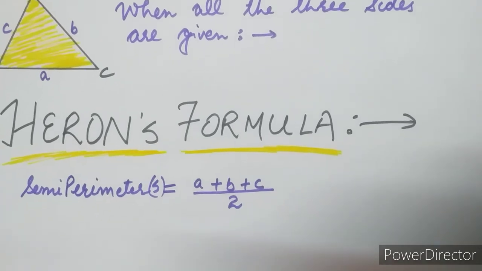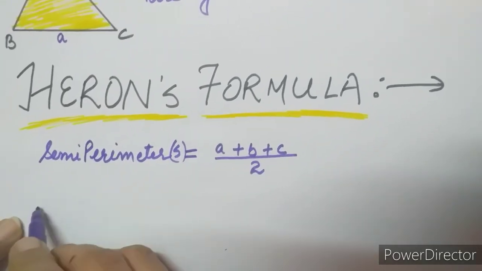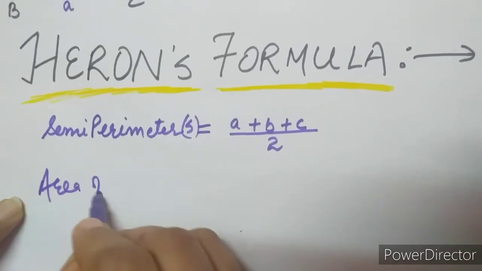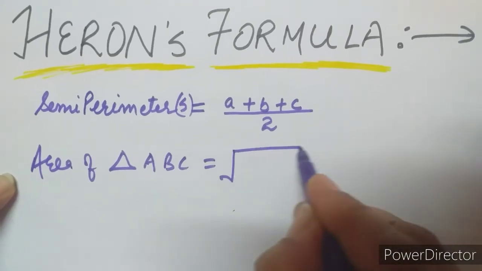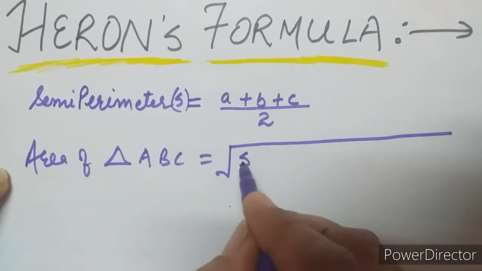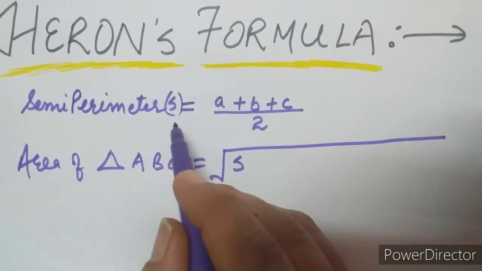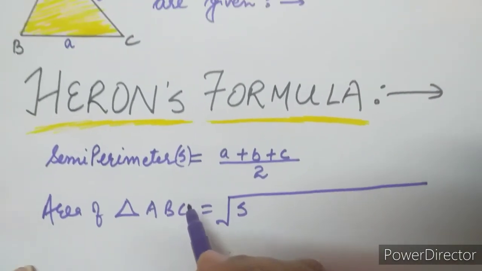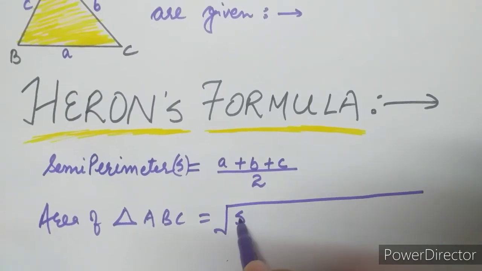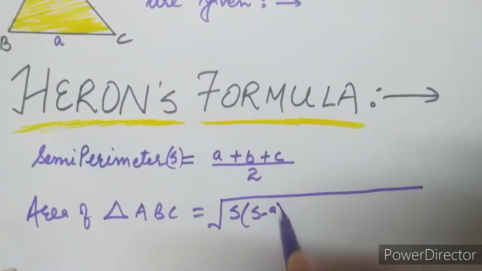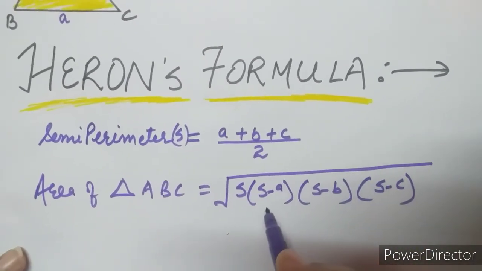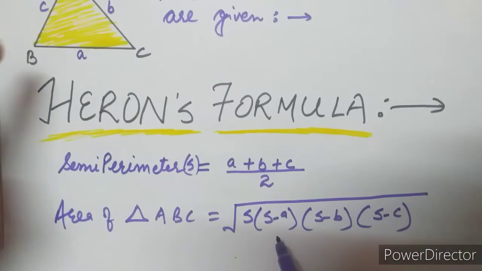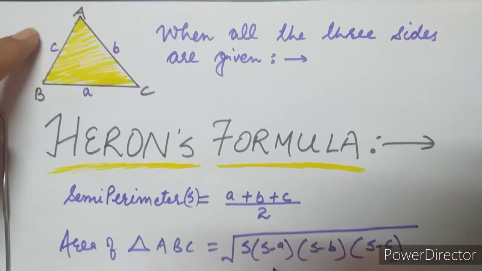Then, using small s, how do we find the area of triangle ABC? The formula is again a very interesting one: square root of s into (s minus a) into (s minus b) into (s minus c). What is s? s is the semi-perimeter. And what are a, b, c here? They are the side lengths, small a, small b and small c, right?